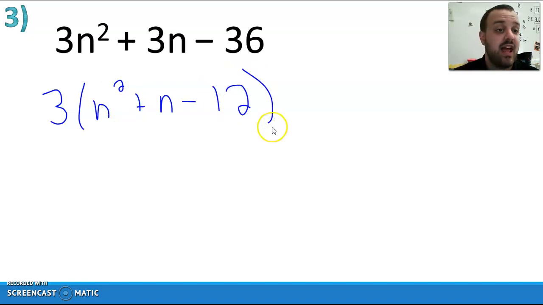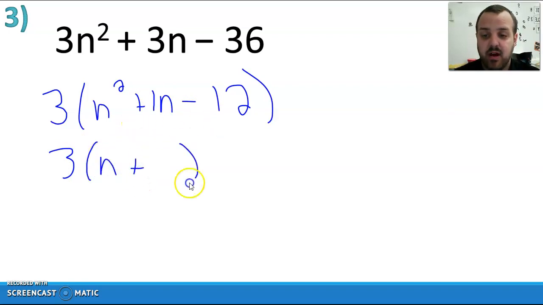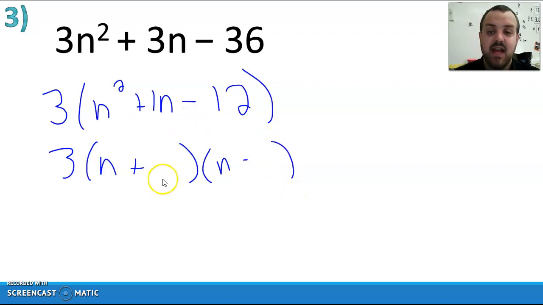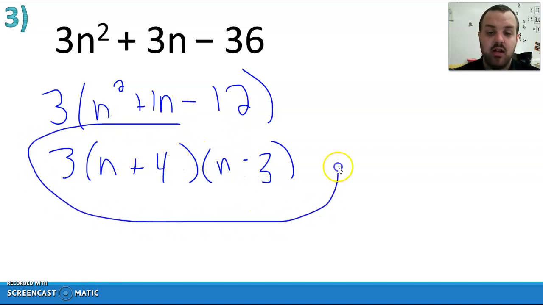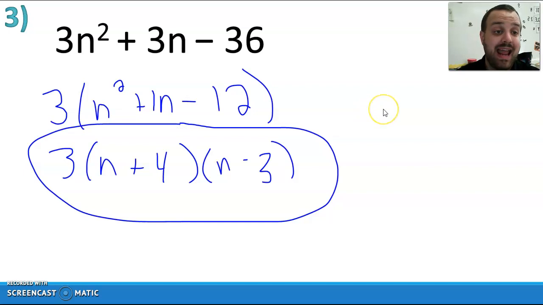And now we enter into the next part of my problem, which is, all right, what's going to multiply to negative 12 and add to 1, because remember, if I don't see something here, that means there's secretly a 1 hiding there, okay? I know based off my signs, I'm going to have a plus and a minus. So one's going to be positive, one's going to be negative. And I think that's going to be plus 4 and minus 3. Those will multiply to negative 12 and add to positive 1. There is my answer.